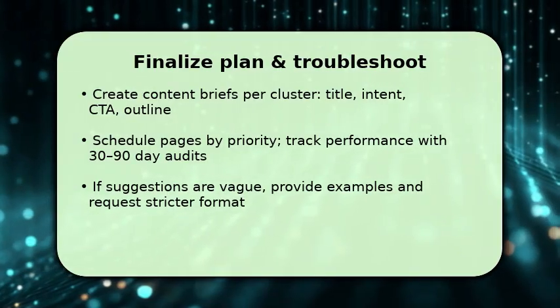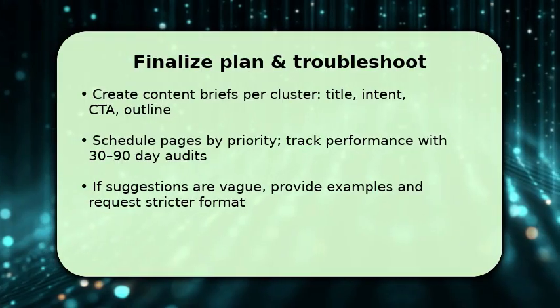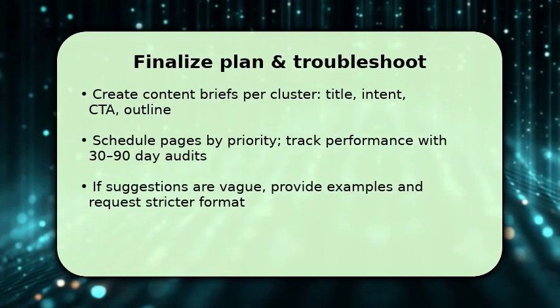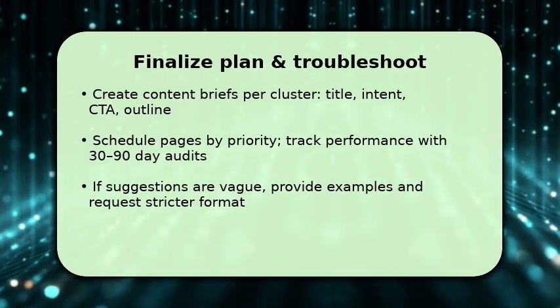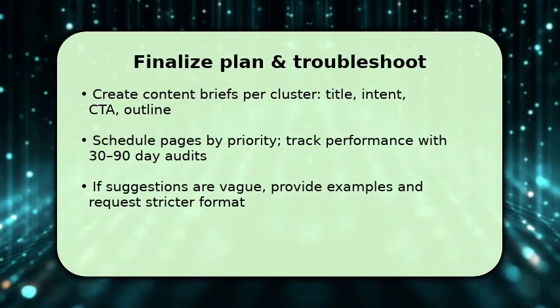If ChatGPT outputs are vague or inconsistent, give specific examples and demand a stricter CSV-style format. This troubleshooting step forces clearer, repeatable results and saves time.